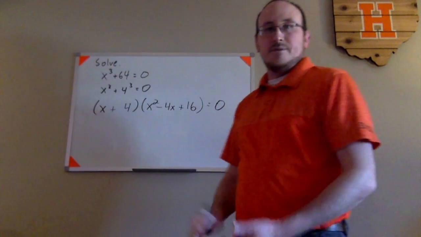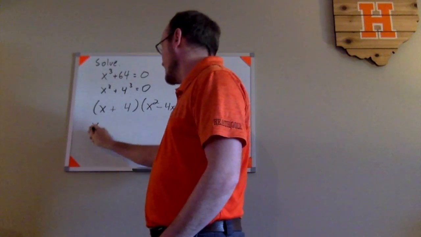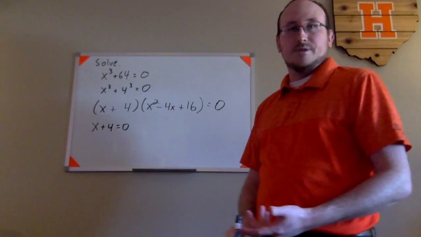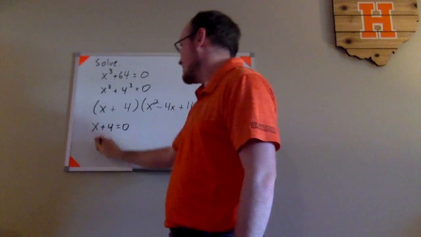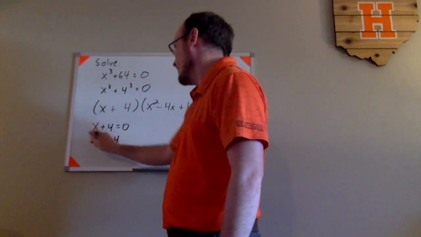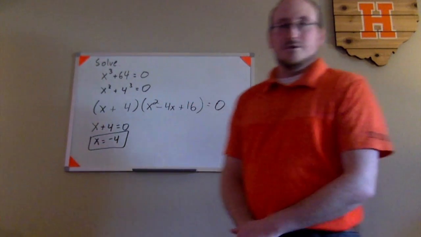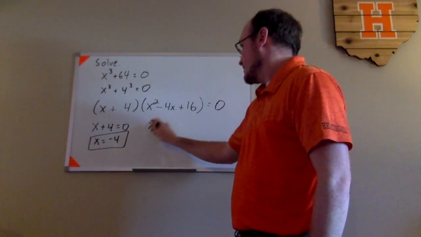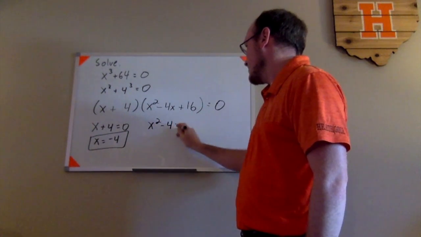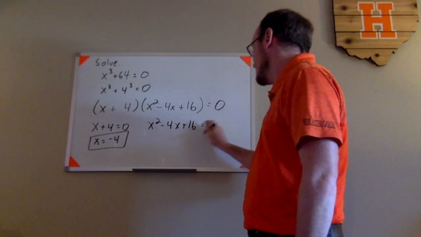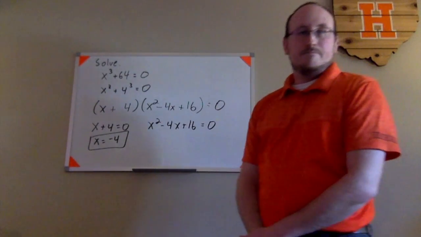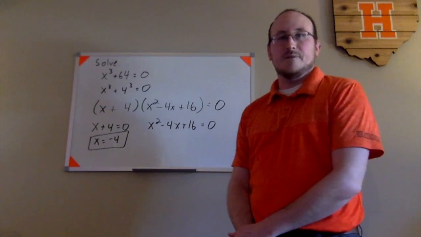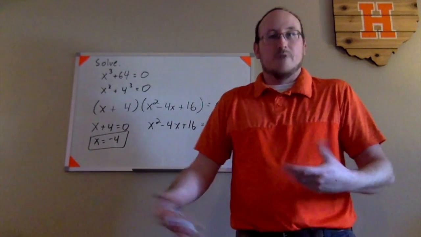The linear binomial is pretty easy to go ahead and set equal to 0 and solve. So I say x plus 4 equals 0, and then I can solve that in one single step by just subtracting 4 on both sides, and I'll have x equals negative 4 as one of the solutions to this polynomial equation. Now, this quadratic trinomial that I'm left with, x squared minus 4x plus 16, is not factorable. I'm not going to be able to find numbers that multiply to positive 16 that add up to negative 4, so I need to revert back to some other method of solving this.